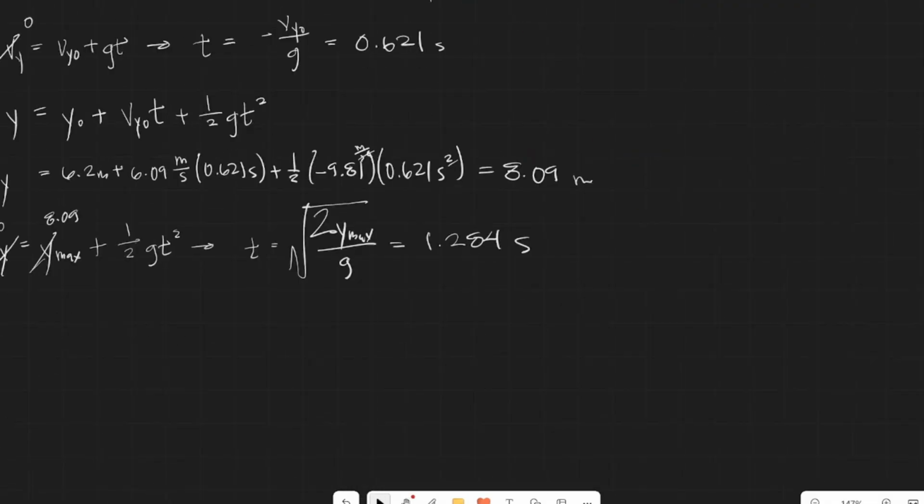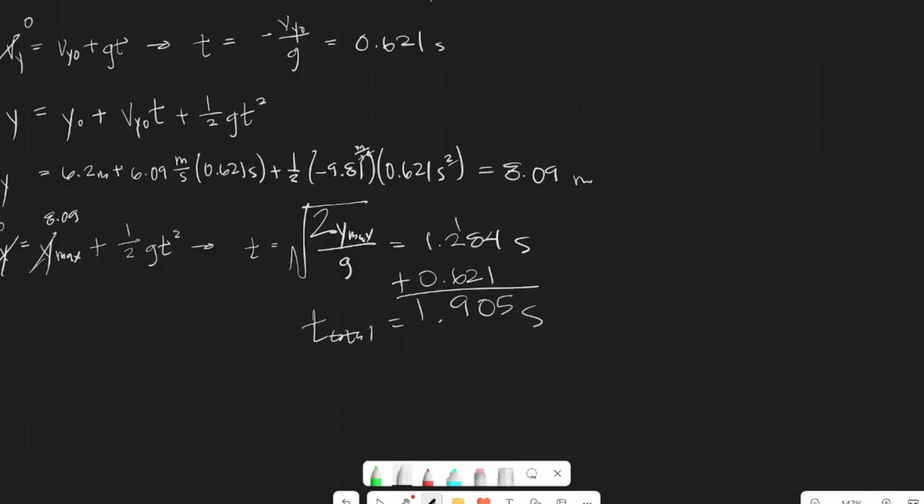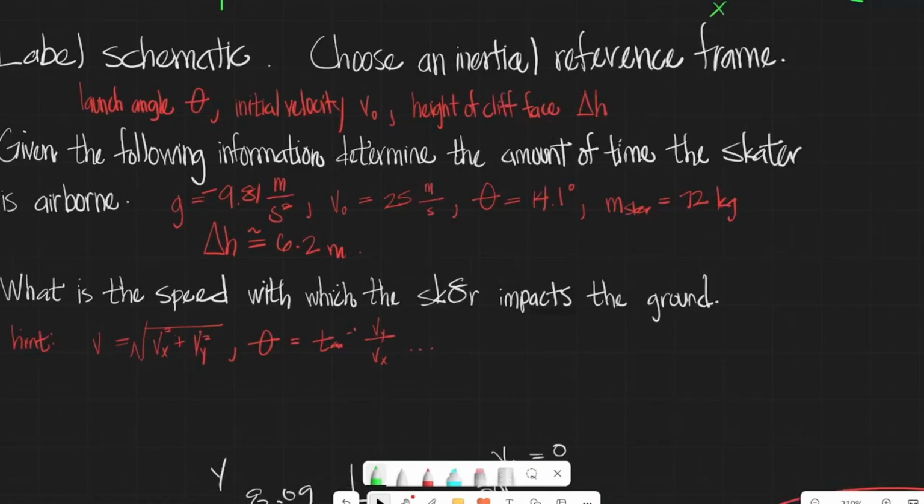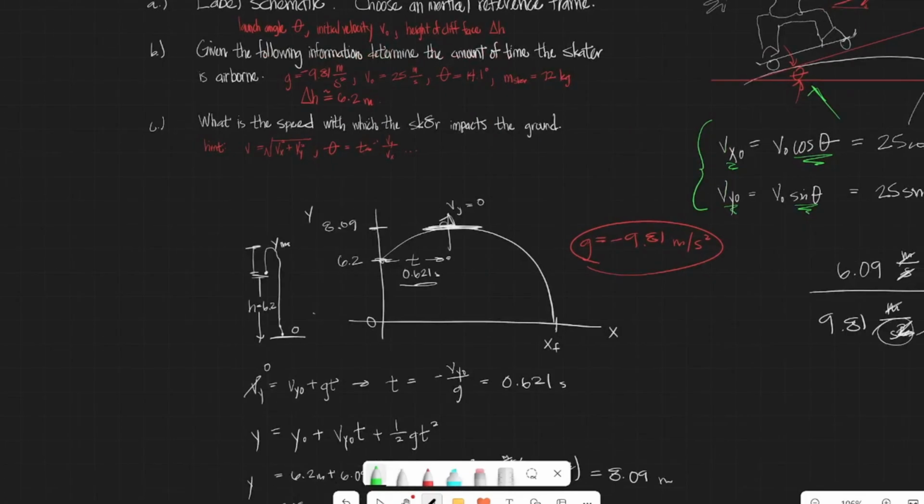So 0.621. And that's going to give me time total. 5, 10, 9, 1. So our total time in the air is 1.905 seconds. And that concludes part B. What's the impact speed?